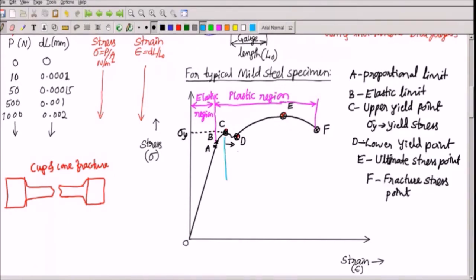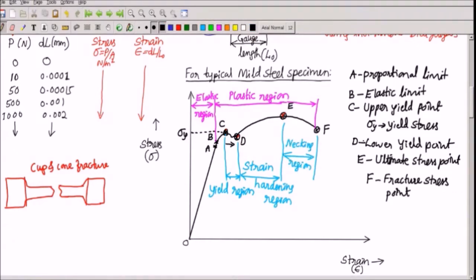This region from C to D is called yield region. Between D and E, this region is called strain hardening region. Between E and F, this region is called necking region. Specimen in this region, E and F, will be like this. Before fracture, this kind of neck is formed. This is called necking. Then it separates. That phenomenon is observed in the region E and F. That is why that region is called necking region.